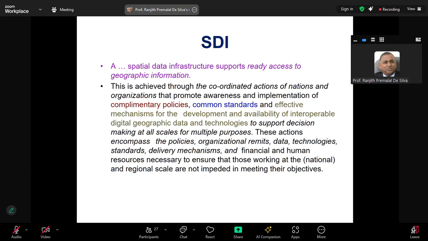So these actions encompass the policies, organizational remits, data, technologies, standards, delivery mechanisms, and financial and human resources necessary to ensure that those working at the national and regional scale are not impeded in meeting their objectives. Once you follow these common standards, complementary policies, and effective mechanisms for the development and availability of interoperable data sets, you will have viable policies, assets to the organization, data, technology, standards, and delivery mechanisms all in place properly. This ensures people will not have any restrictions or impediments in meeting their ultimate objectives in using spatial data. So that's a very important aspect.